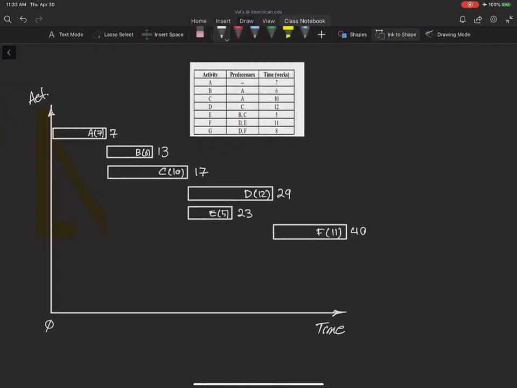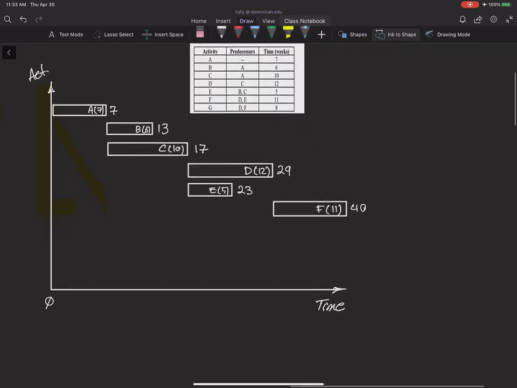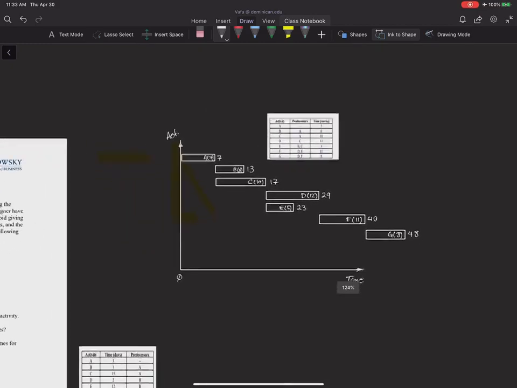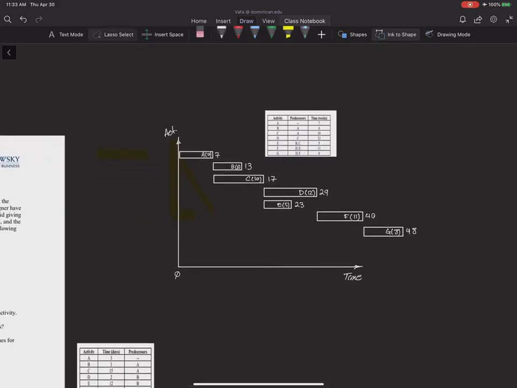So you see that activity G can start after D and F. F finishes later than D, so G can start after F, and the duration is 8. So it starts here and goes for about 8 weeks. Since it starts at week 40 and goes for 8 weeks, the finish time here is going to be 48. Okay, so this is basically a simple Gantt chart that shows all the durations and the sequence of activities for question number 1.